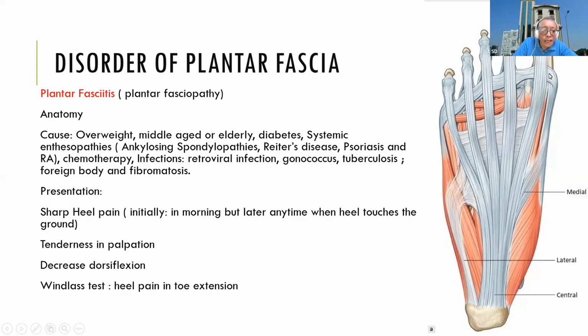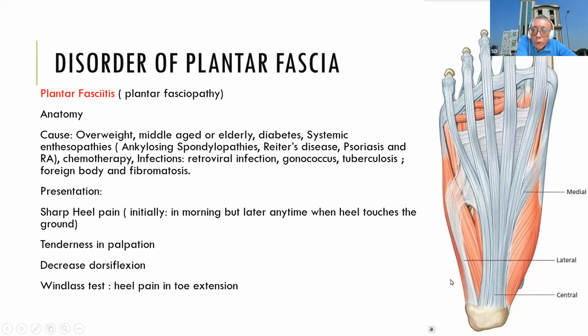And if you see the anatomy of the plantar fascia, it basically has three bundles. The main bundle is the central bundle, as you can see, and it has a medial and a lateral bundle as well. But most of the clinical conditions in plantar fasciopathy arise in the central bundle. Problems in the lateral and medial bundles are much less common.